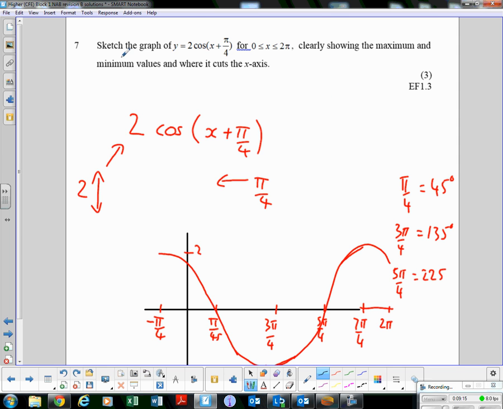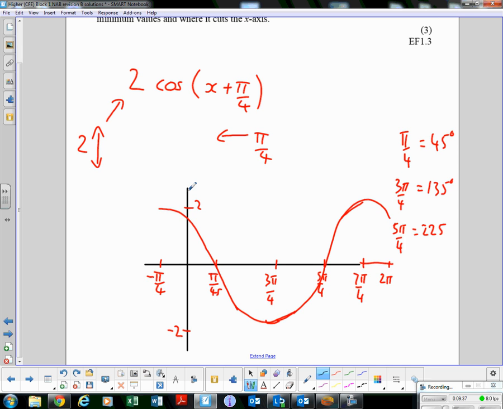Next question, sketch the graph of y equals 2 cos(x plus pi by 4). Another horizontal transformation here. We're moving pi by 4 to the left because it's x plus pi by 4. That moves the cosine graph pi by 4 to the left. The 2 at the front stretches the graph vertically.